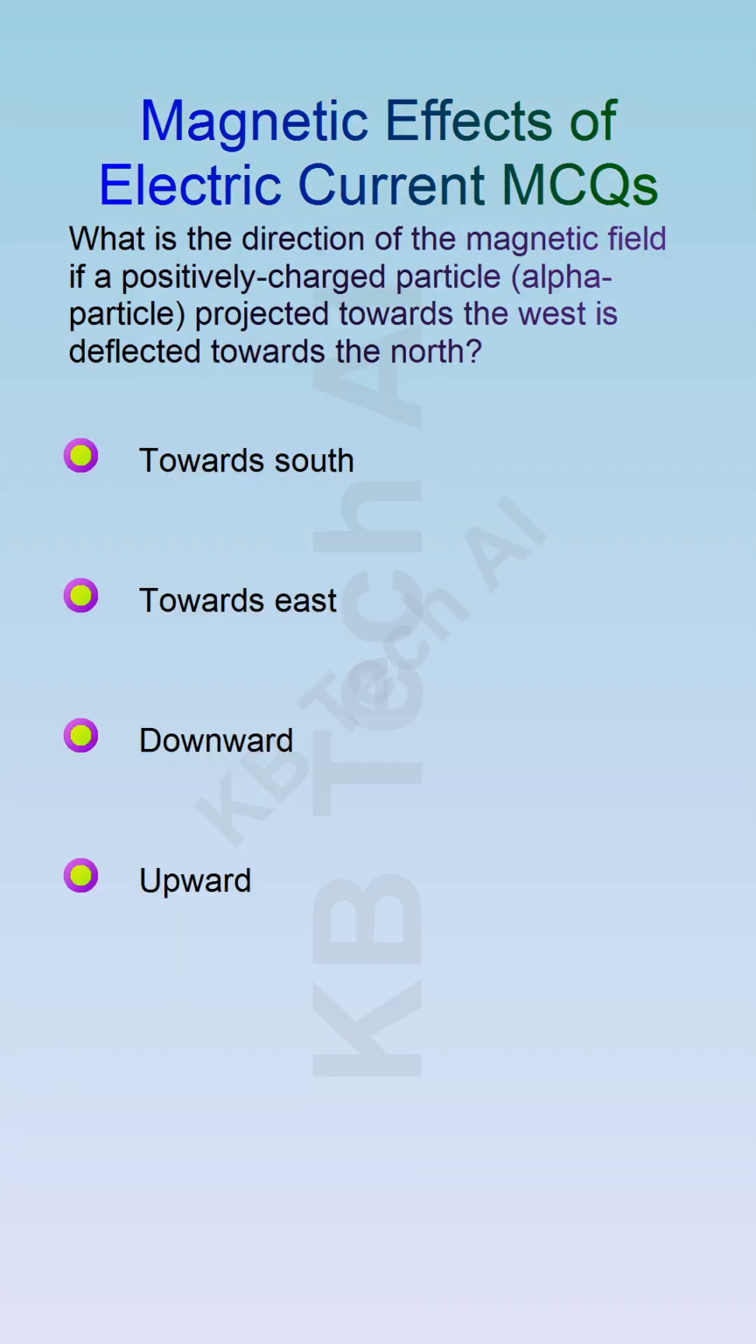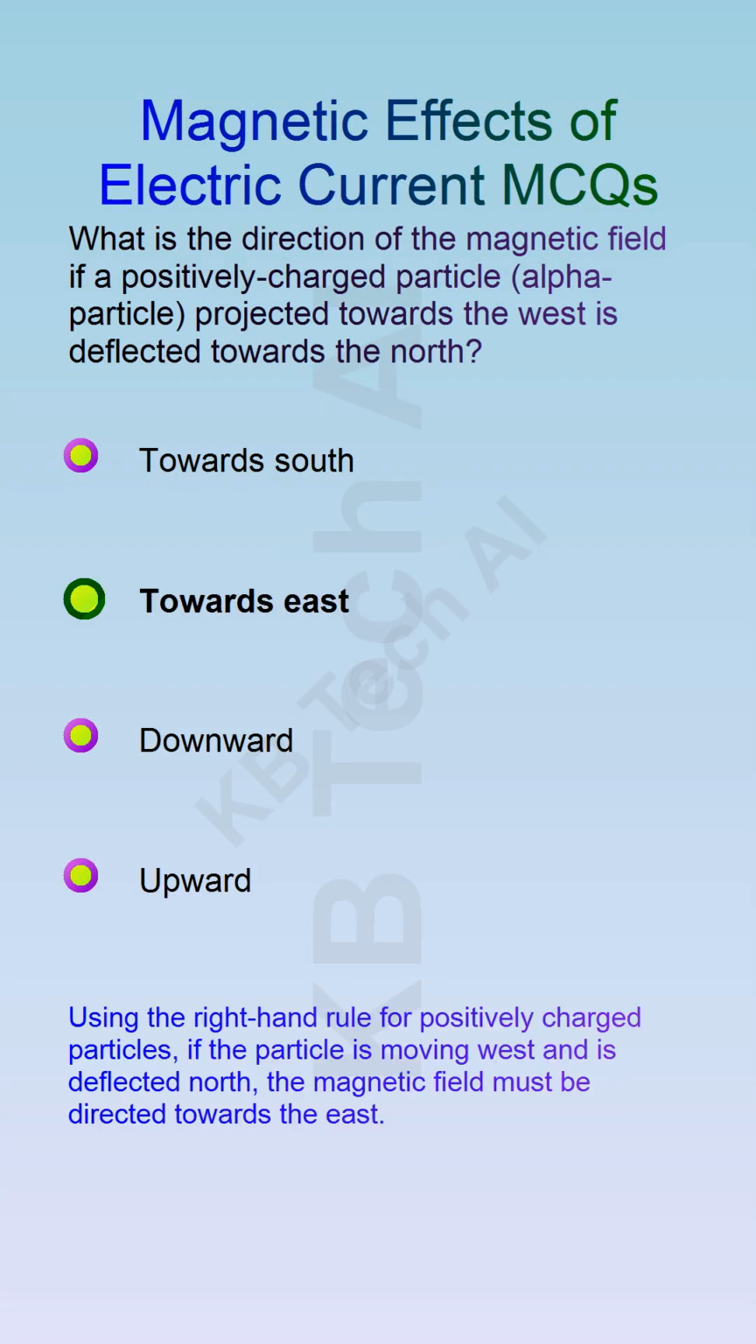What is the direction of the magnetic field if a positively charged particle, alpha particle, projected towards the west is deflected towards the north? Option 1, towards south. Option 2, towards east. Option 3, downward. Option 4, upward. The answer is, option 2, towards east.